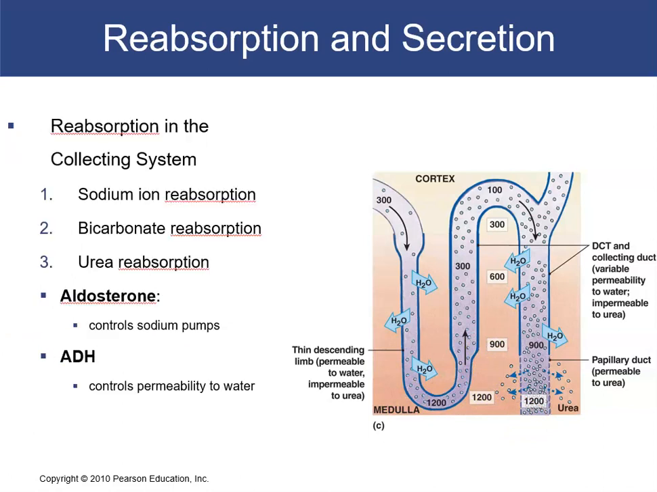What can be reabsorbed here? Sodium ions can be reabsorbed, bicarbonate ions can be reabsorbed, as can urea. This area of the nephron is under the control of two hormones, aldosterone and ADH. Aldosterone will control the sodium pumps in this area, and ADH will control the permeability of water. So we've already talked about aldosterone. Let's look at ADH and how this works here in this portion of the nephron.